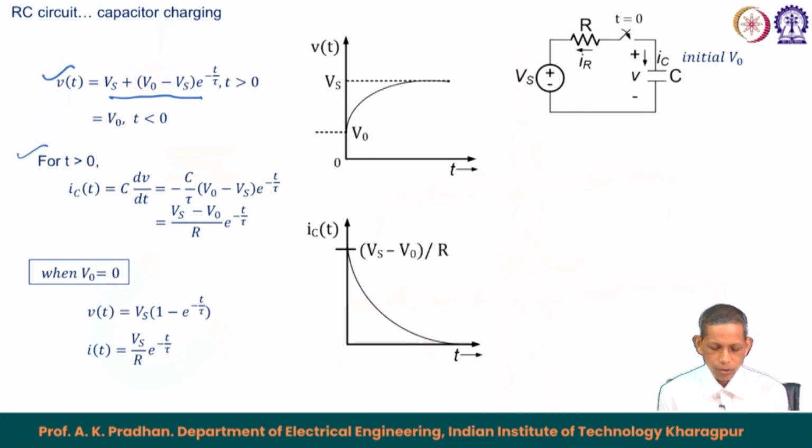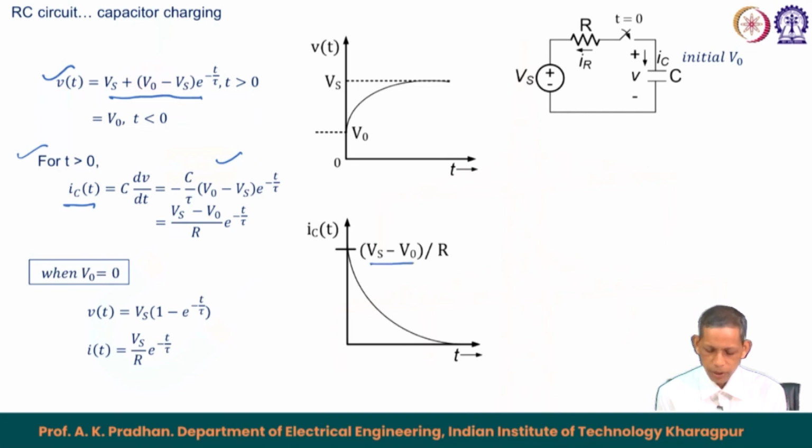For t greater than 0, what happens to the corresponding current I c? The derivative of C dV c by dt will give us C dV by dt. So, if we take the derivative of this, it becomes equal to (V s minus V naught) upon R, e to the power minus t by tau. The corresponding current happens to be (V s minus V naught) upon R, e to the power minus t by tau.